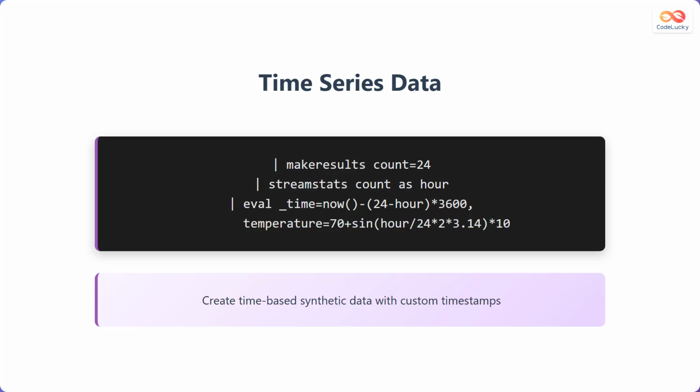Makeresults excels at creating time-based synthetic data. In this example, we generate 24 events representing hourly data. Using streamstats, we assign an hour number to each event. Then we manipulate the _time field to create timestamps spanning the last 24 hours. The temperature field uses a sine function to simulate realistic temperature variations over time, creating a convincing time series dataset.